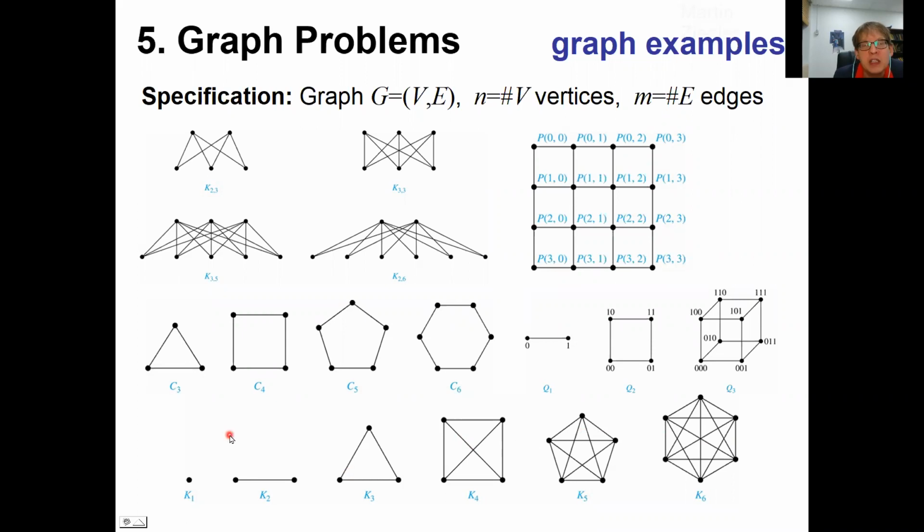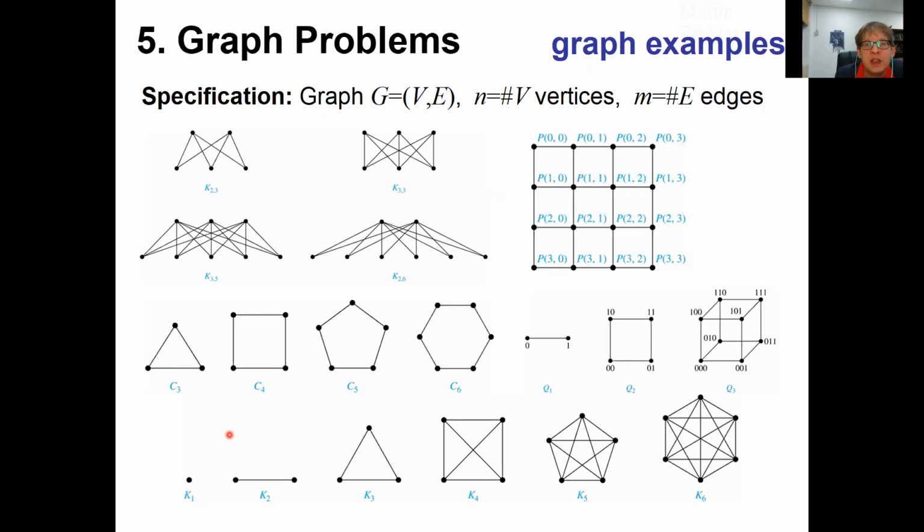And the number of edges is, of course, the binomial. So Kn, the complete graph on n vertices, has n times n plus 1 over 2 many edges. As many edges as there are unordered pairs of vertices, right? It's an undirected graph. That's important to emphasize. The complete graphs are undirected graphs.